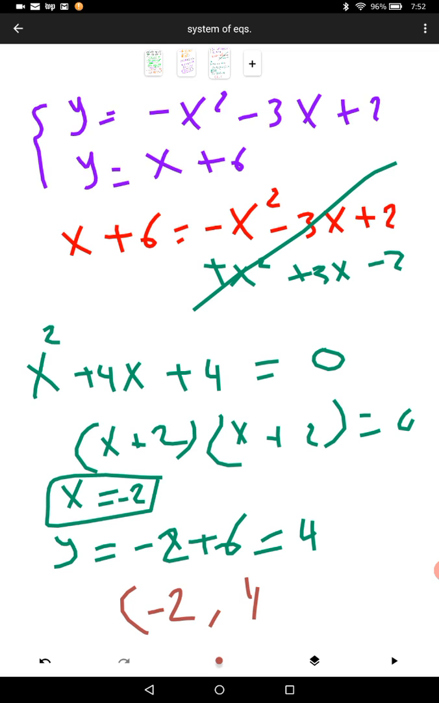And 4. So if you graph your equations y equals x plus 6 and y equals negative x squared minus 3x plus 2 using a graphing calculator, you will have one point of intersection, which is negative 2 and 4. It means your parabola and your linear equation will intersect at one point.